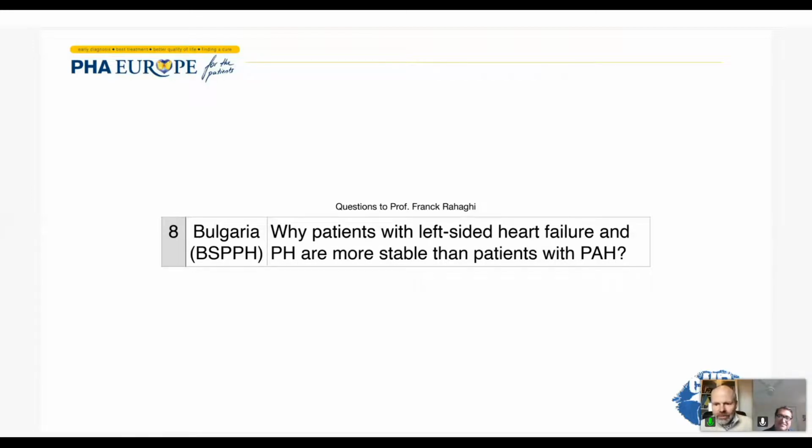Why are patients with left-sided heart failure and PH more stable than patients with PAH? There are a couple of reasons for it. The most important reason is the heart is a very flexible organ, a lot less flimsy and more sophisticated in a way than the lungs. So when the heart fails, which causes pulmonary hypertension in patients with left-sided disease, people can last with heart failure for a very long time.